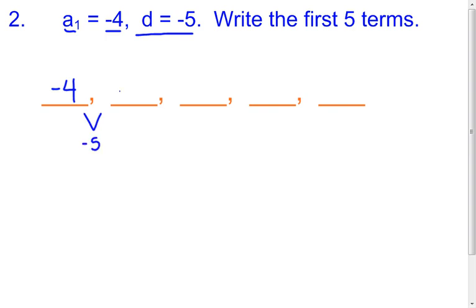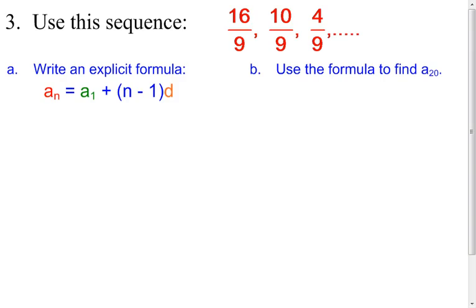So negative 4 minus 5 is negative 9. If I subtract 5, I get negative 14. And I can keep subtracting 5: negative 19, subtracting 5, negative 24. Of course, they are not always going to come out nearly that pretty.